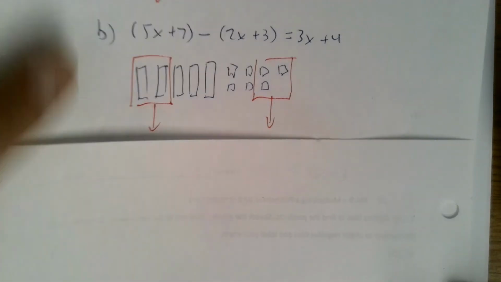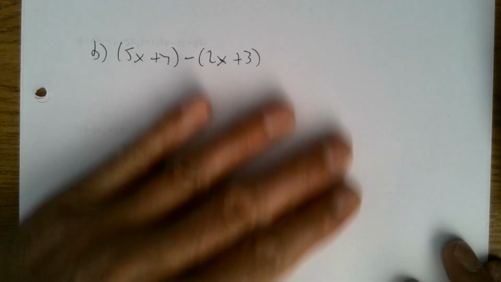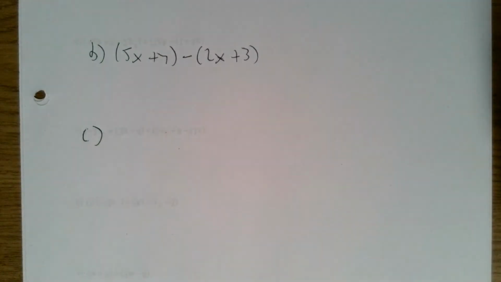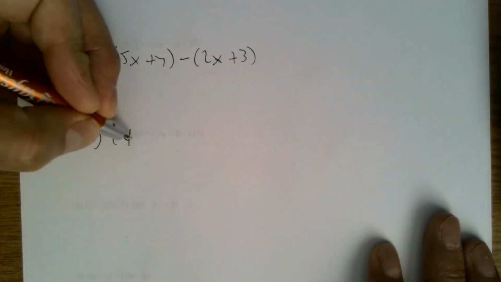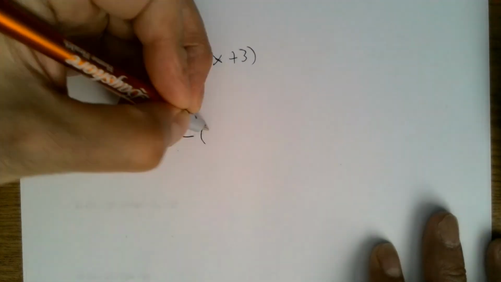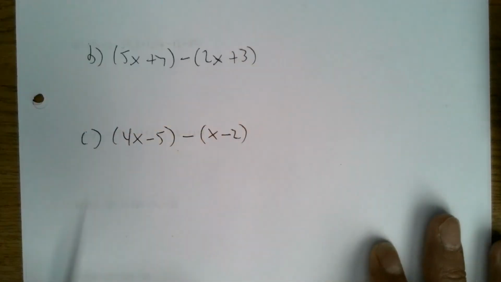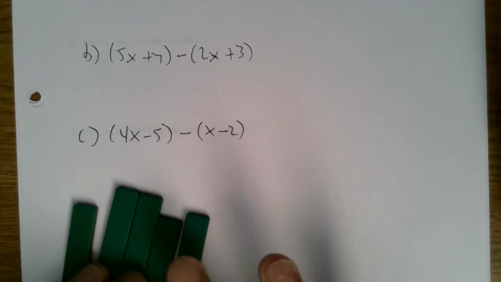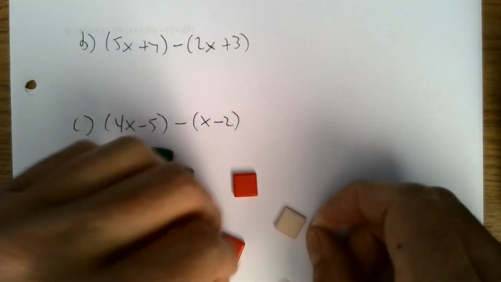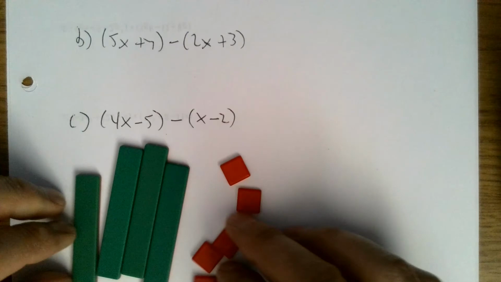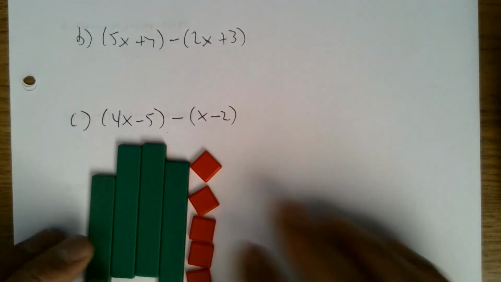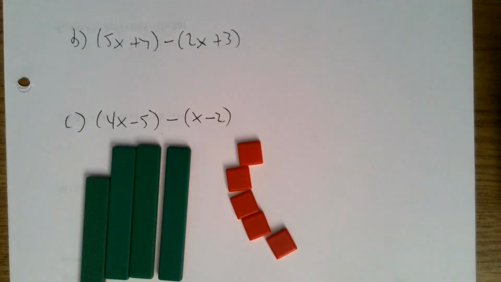Okay, we got one more of these with tiles. This guy is 4x minus 5 minus x minus 2. And again, there's my 4x. This time, we want to represent that minus 5 because it's part of this polynomial like that. So there's our 4x. There's our minus 5.